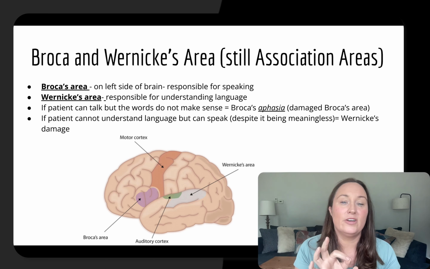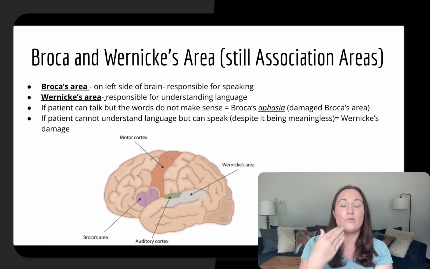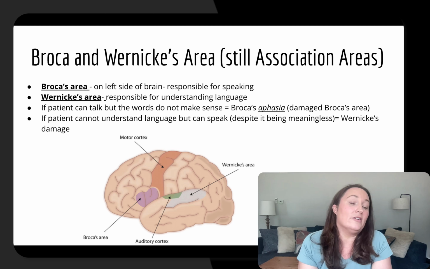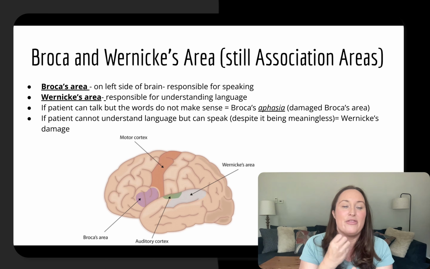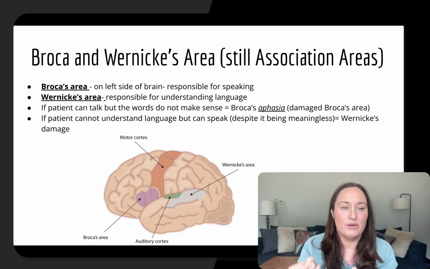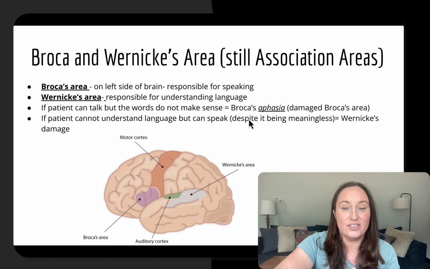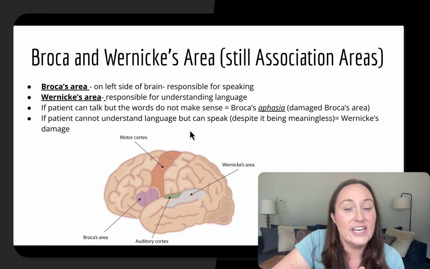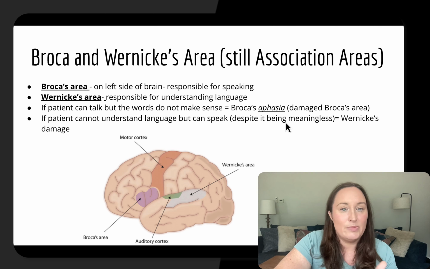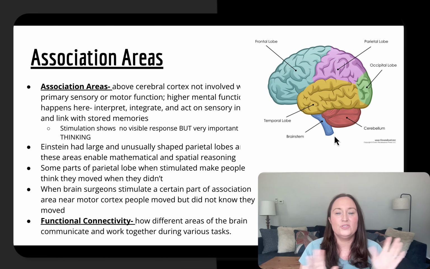Now, if we're looking for understanding of language, maybe your Broca's area is not damaged. You can speak words, but for those words to make sense, that is Wernicke's area. The patient can talk, but the words do not make sense. There's Broca's aphasia. So that's something that can happen, for example, during a stroke. The patient cannot understand language, but can speak it. That's Wernicke's damage. Okay, so those are just some association areas, meaning that they work together.